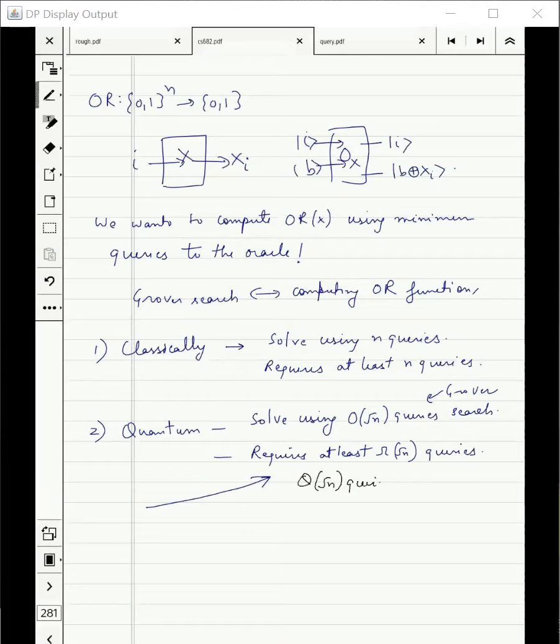This is called the quantum query complexity of OR. In general, I can define quantum query complexity or just query complexity. Query complexity generally means classical query complexity. I can define quantum query complexity for any Boolean function.